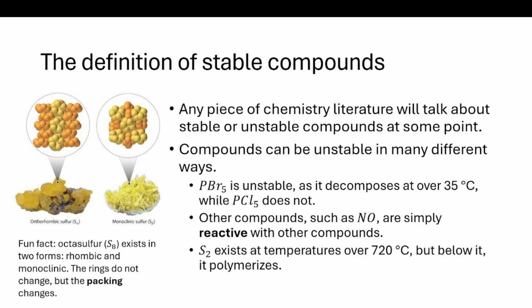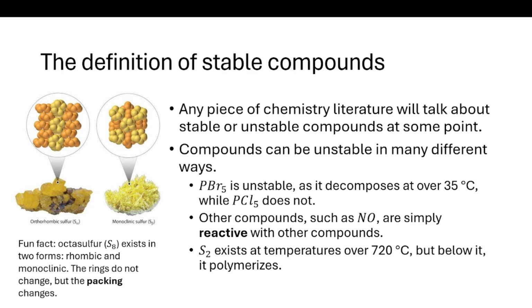Now, there are other compounds such as nitric oxide, which some pieces of literature might call unstable. However, they can just simply be reactive with other compounds. So nitric oxide can interact with oxygen molecules in the air and, well, it's not unstable, it just reacts with other compounds. And the same goes for diatomic sulfur. Diatomic sulfur, S2, exists at temperatures above 720 degrees Celsius. But below it, it polymerizes to form sulfur rings.